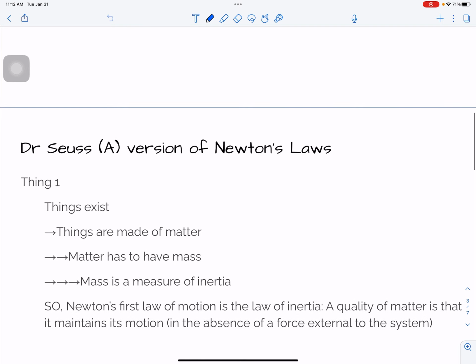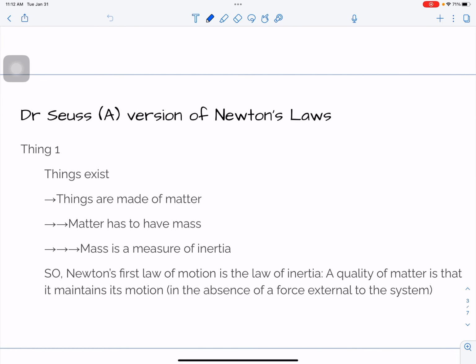So, thing 1, things exist. Well, if things exist, they can only exist if they are made of matter. And one of the criteria of matter is that it has to have mass, and mass is a measure of inertia. So, you can remember Newton's first law, thing 1, first law of motion is the law of inertia. And what that means is that a quality of matter is that it maintains its motion, and we have to qualify that in the absence of a force external to the system. So anything with mass maintains its motion because of inertia, unless it is acted on by an outside force. But let's just remember, things exist, law of inertia, things maintain their motion.